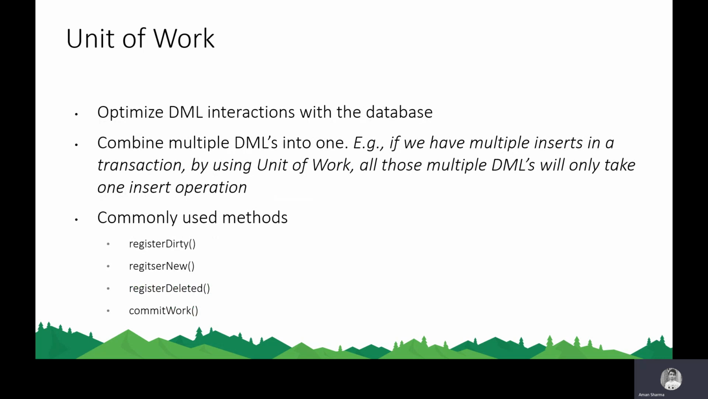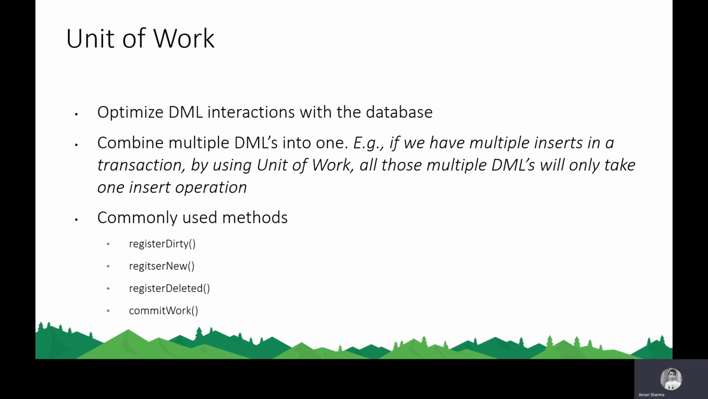Unit of work. Unit of work is used for optimizing DML transactions. Let's say in a transaction we have three inserts happening: one insert of account, one insert of contact, one insert of opportunity. If we go by the traditional way, then the number of DMLs happening in that transaction is 3. But if we introduce unit of work there, then the number of DMLs happening will be 1, because unit of work combines all the inserts into one and then puts it to the database.